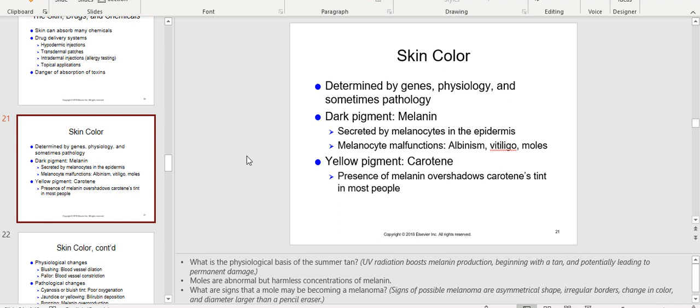Skin color. Dark pigment, we've got melanin. It's secreted by the melanocytes in the epidermis, and there are some issues that can arise. You've got albino, vitiligo, moles can occur. If you eat too many carrots, your skin will go yellow. True enough, I've seen it done. It's all right though, it goes away after a while.